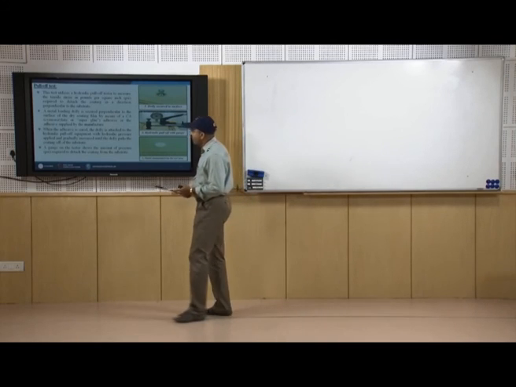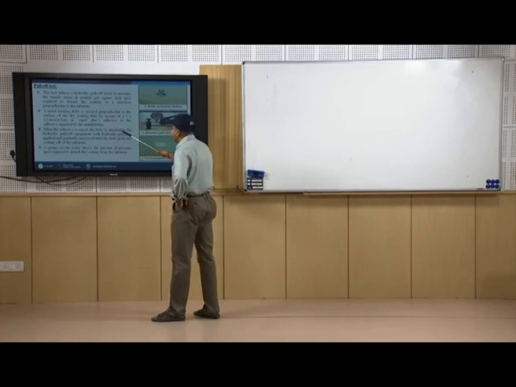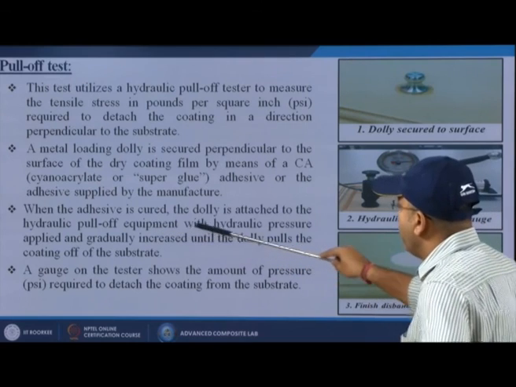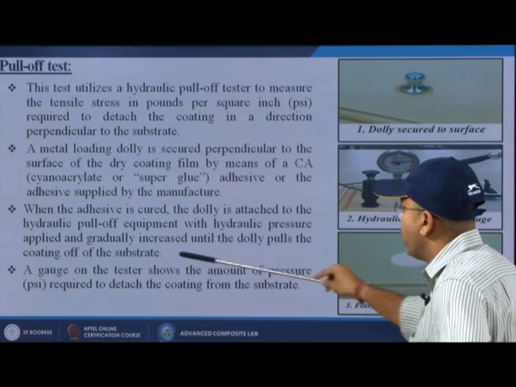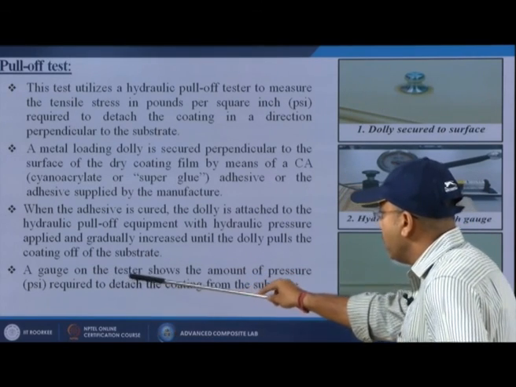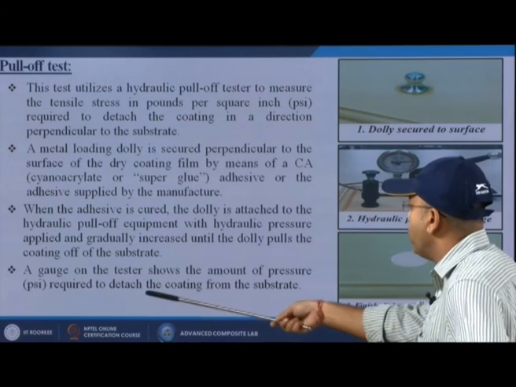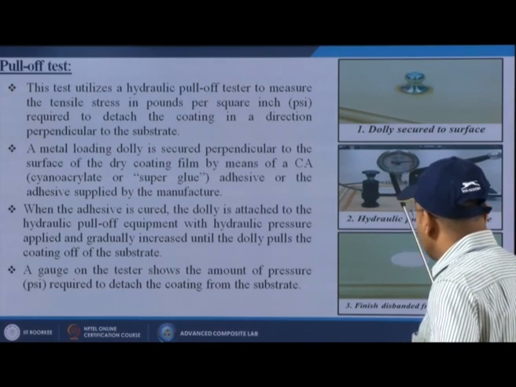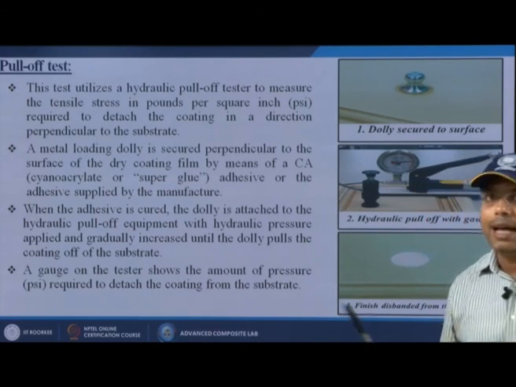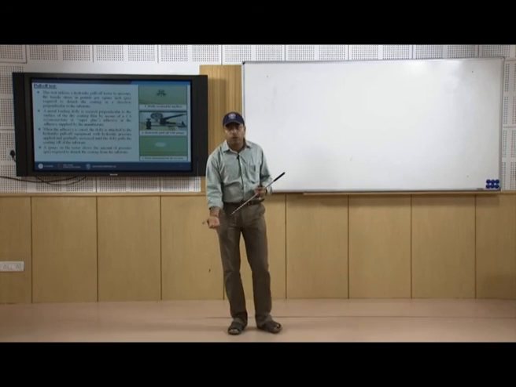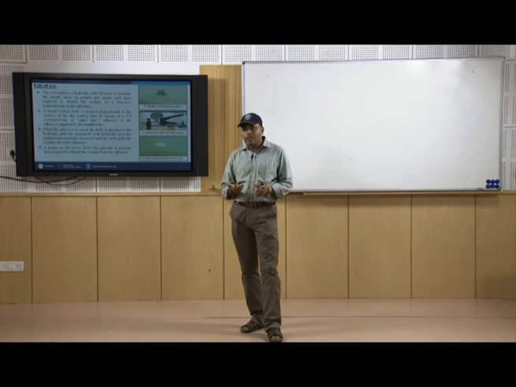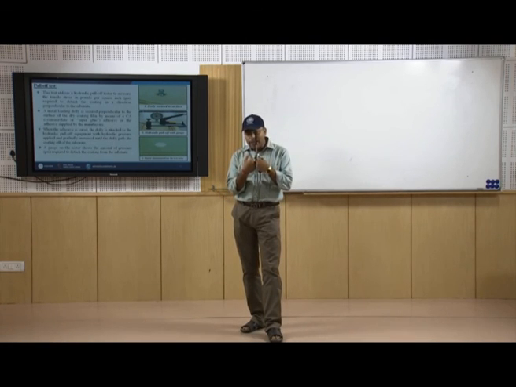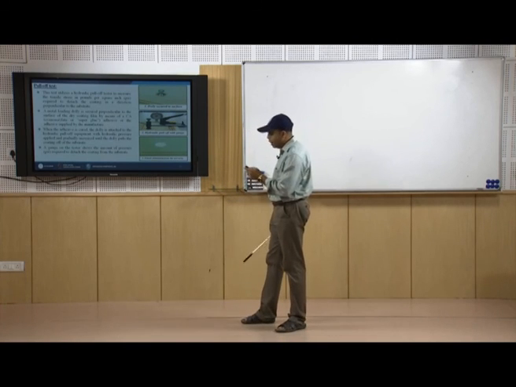So when the adhesive is cured, the dolly is attached to the hydraulic pull-off equipment, with hydraulic pressure applied and gradually increased until the dolly pulls the coating off the substrate. A gauge on the tester shows the amount of pressure required to detach the coating from the substrate. So this is the gauge which will give you the value of how much pressure is required to take the dolly off the substrate itself. By getting that value we can see what the tensile strength is between the coating material and the substrate itself.